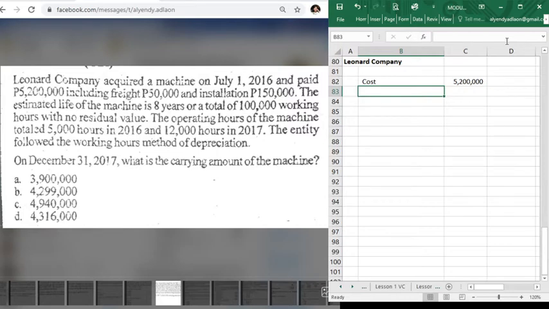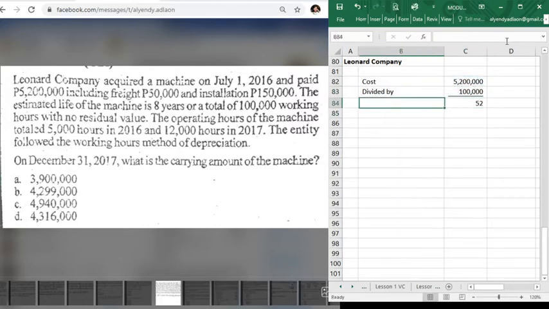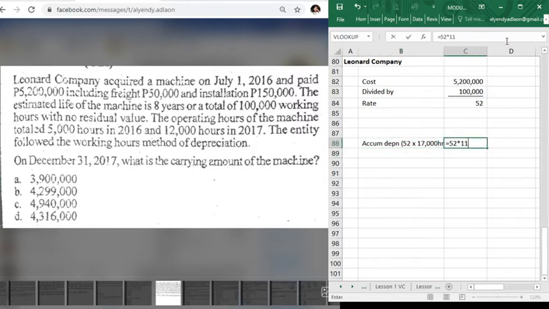Now class, if 100,000 ang working hours, so pila man ang depreciation rate per unit. So if we divided by 100,000 working hours, so the depreciation rate per unit is 52 divided by 100,000, that is 52. Now to compute for the accumulated depreciation, okay, so we have accumulated depreciation. That is 52 pesos nga depreciation rate multiplied by, pila naman siya ka hours nag-work, di ba? 2016, 5,000 hours. 2017, 12,000 hours. So that is 17,000 hours. Okay, so 52 multiplied by 17,000. Okay, so we have accumulated depreciation of 884. Now, the cost of 5,200,000 minus 884,000, so we get a carrying amount of 4,316,000, and that is letter D.